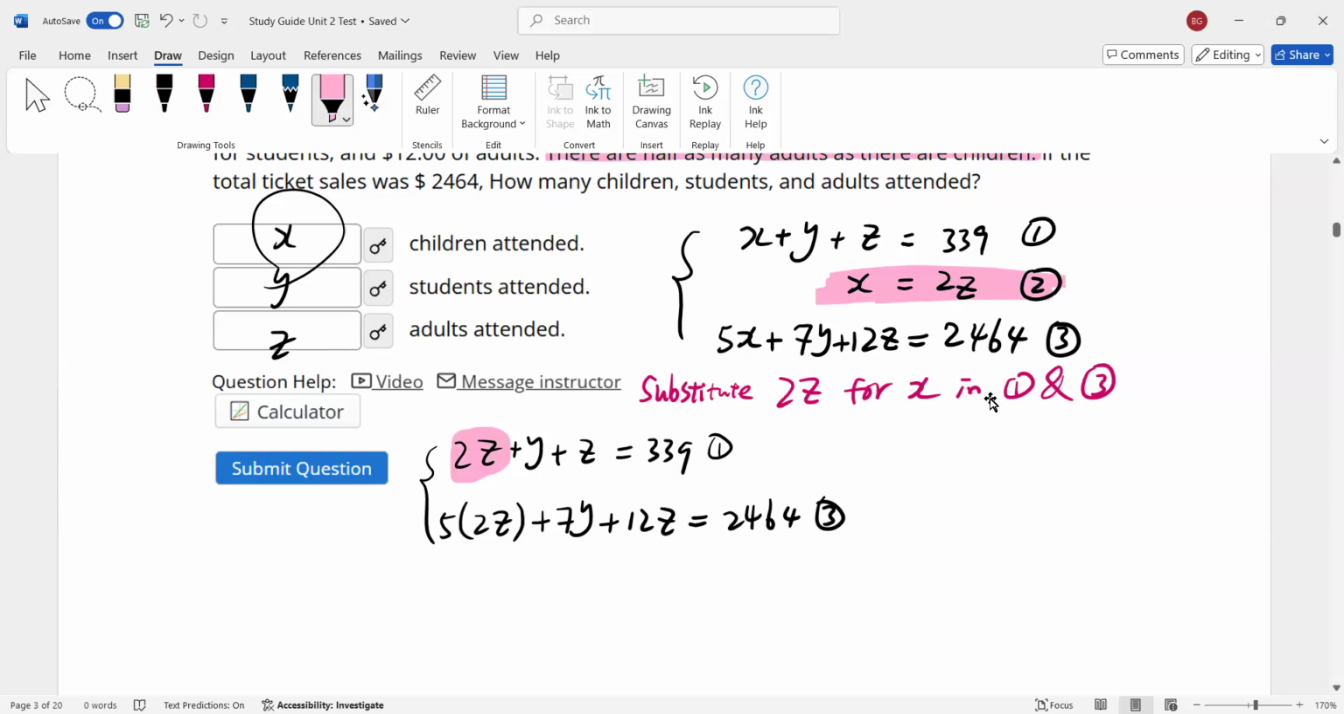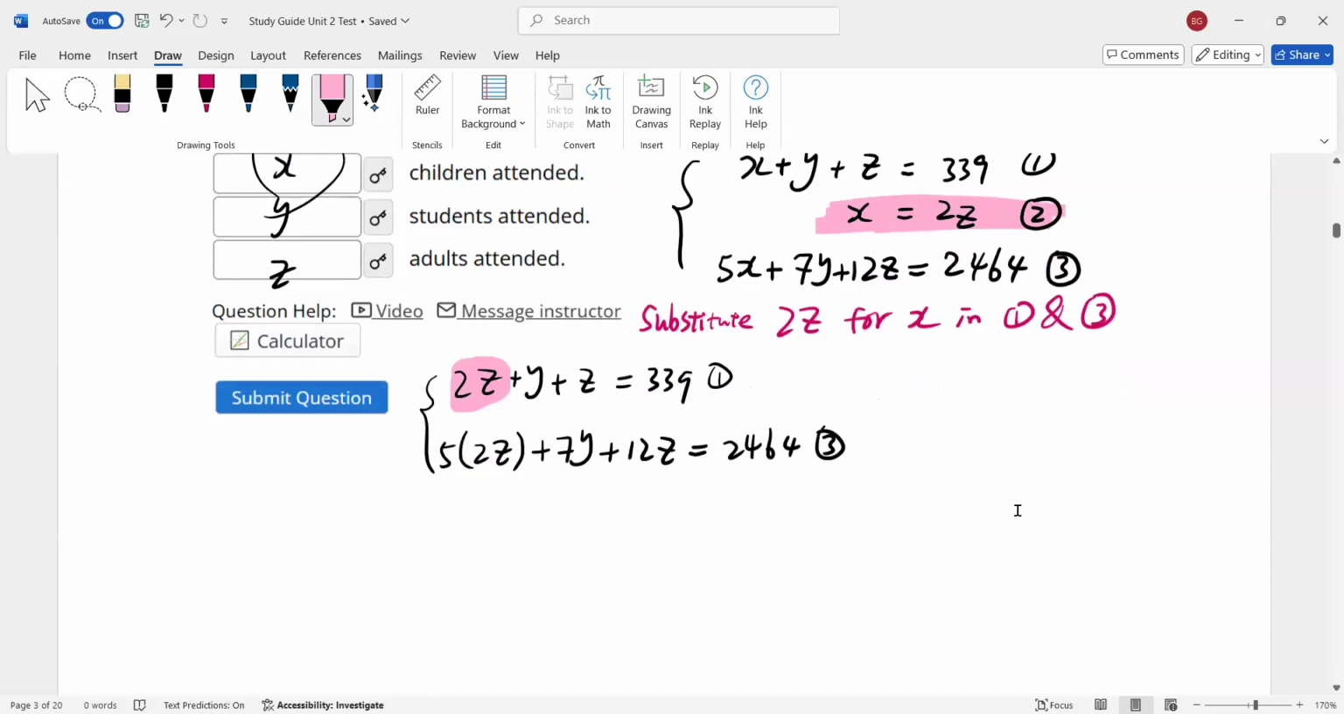Same idea, you plug x equals 2z into number 3. So instead of 5x, you have 5 times 2z, because 2z is x. And after this, you can see in equation 3, we do not have x either, right? Let's simplify a little bit. We successfully got rid of variable x just by using the substitution method.